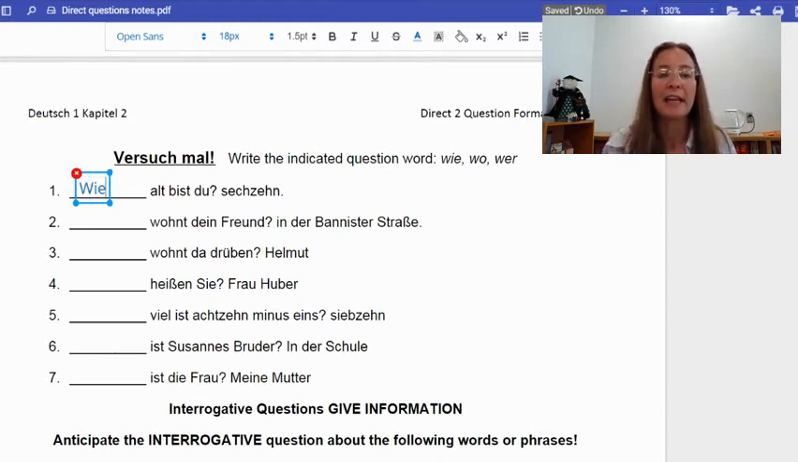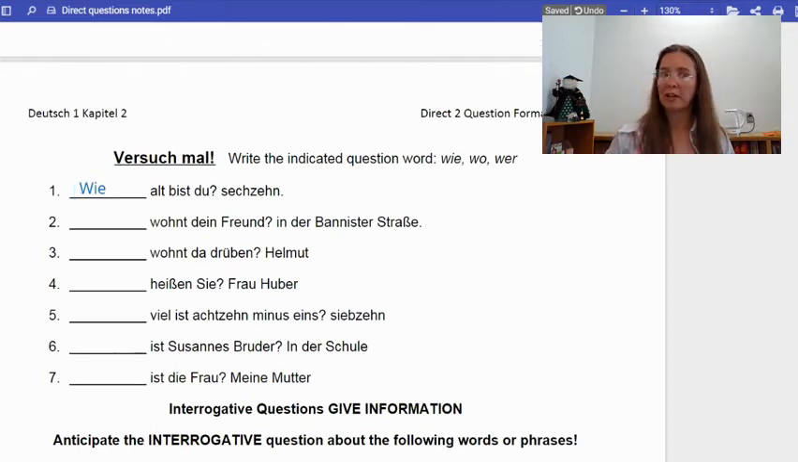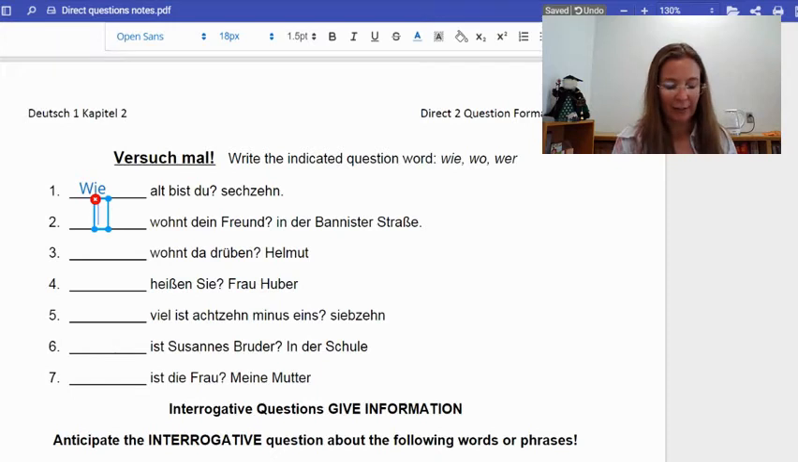Nummer 2, blank wohnt dein Freund? In der Bannisterstraße. What do you think? How, where, or who? Wo. Wo wohnt dein Freund? Where does your friend live? And I always do want to point out, here, wohnt is the verb and dein Freund is the subject. Okay, inverted word order used with questions.